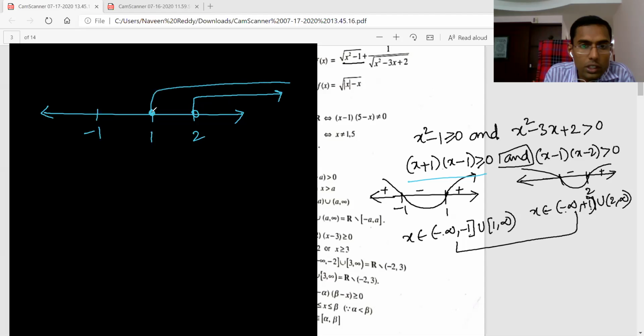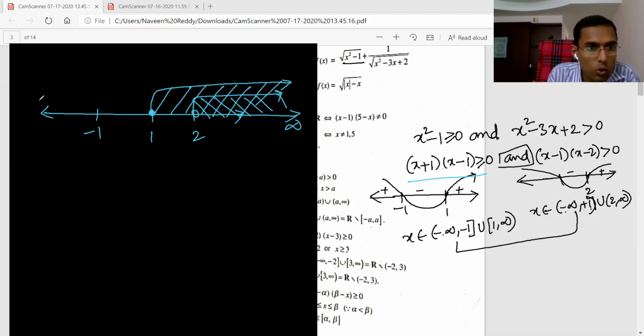1 to infinity is this side. Okay, now common is what? Intersection means common. What is common here? This is this. So what is common here? 2 to infinity is what is common. So therefore, and the next, minus infinity to minus 1.